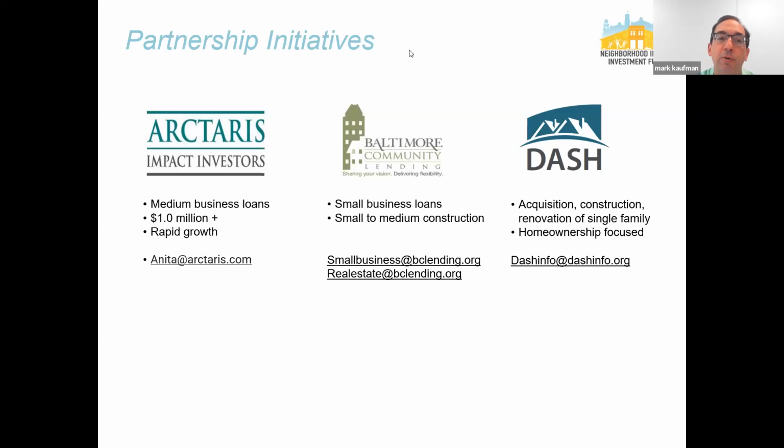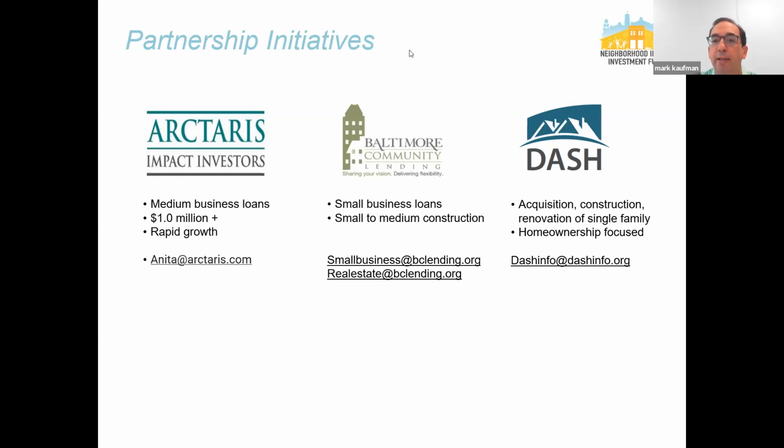We've also made a loan to Arcturus Impact Investors. They're a much larger business loan fund. Transactions there are about $1 million and up. We committed capital along with Able so that Arcturus has a $25 million commitment to Baltimore City business loans in our footprint. And then lastly, on the small developer side, for transactions that are smaller than the ones we described, loans that are smaller than sort of $500,000-ish.